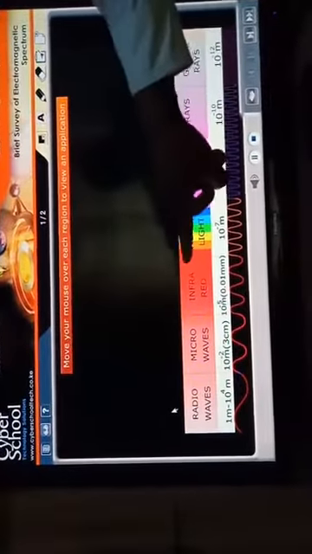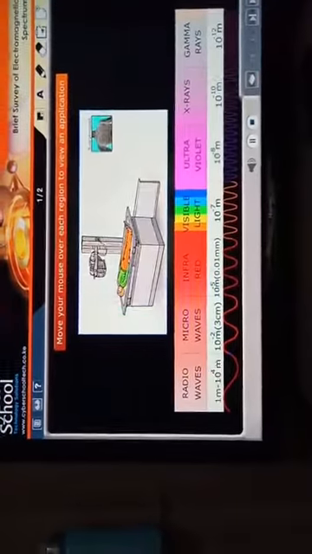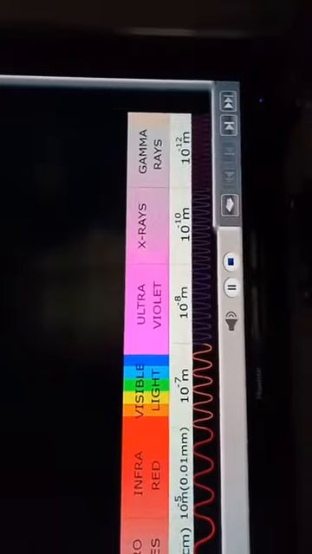So you can see the arrangement of the waves here: radio waves, microwaves, infrared, visible light, ultraviolet, X-rays, and the gamma rays. Now we can see the wavelength in meters. The radio waves range from 1 meter to 10 to the power 4 meters, going on up to the gamma rays, which have the smallest wavelength of 10 to the power minus 12 meters. We'll be placing the mouse over each wave to see the application in a very short while.